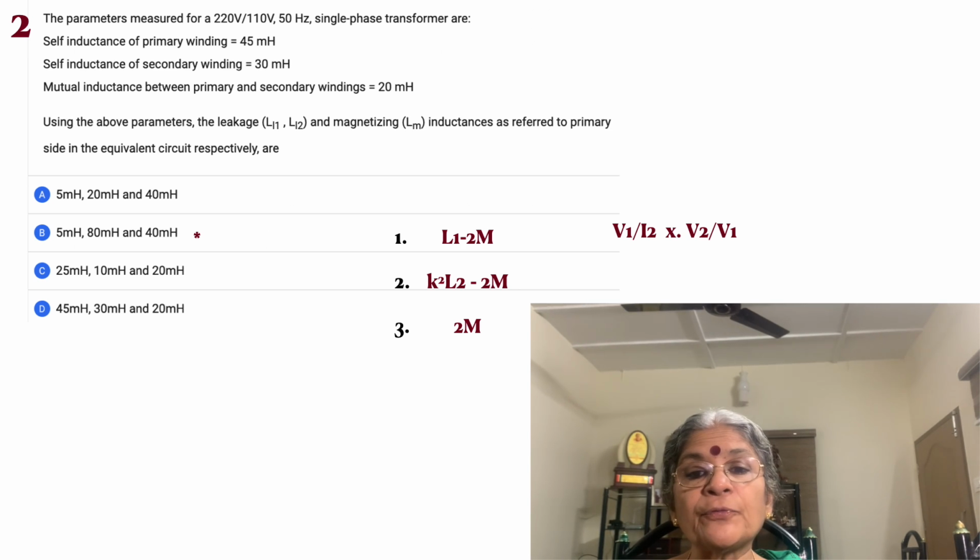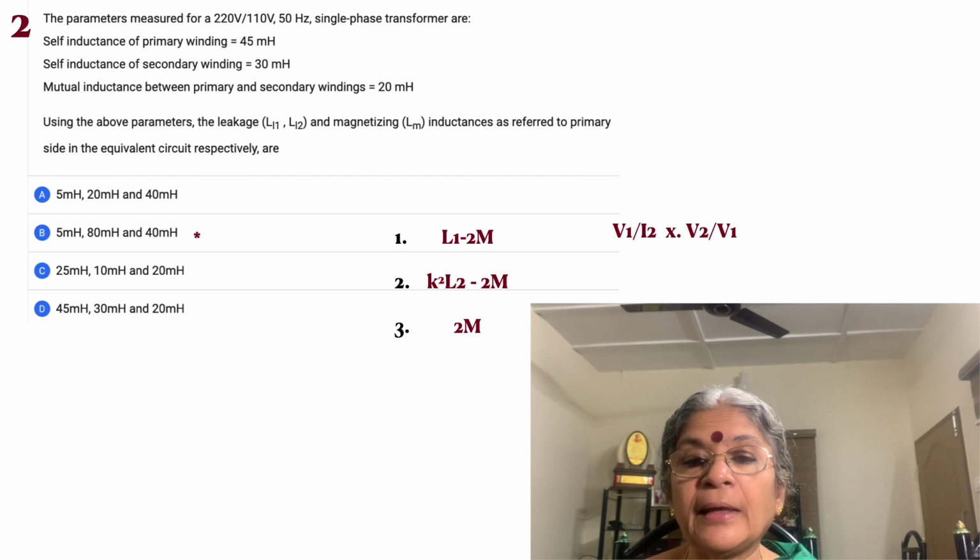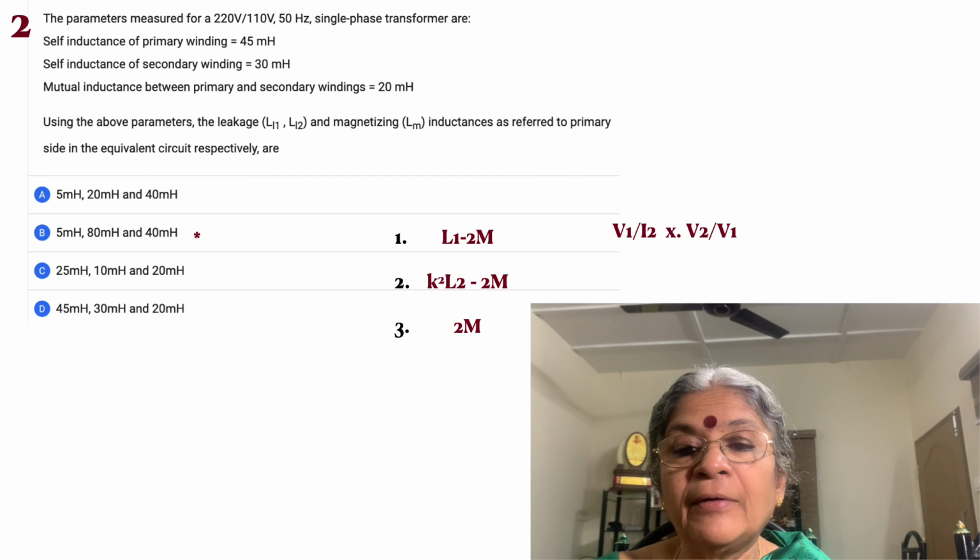Then the self-inductance of the secondary winding is 30 millihenry. The mutual inductance between the primary and secondary winding is equal to 20 millihenry. So all three are given. Using the above parameters, the leakage inductances LL1, LL2, and the magnetizing inductance LM.